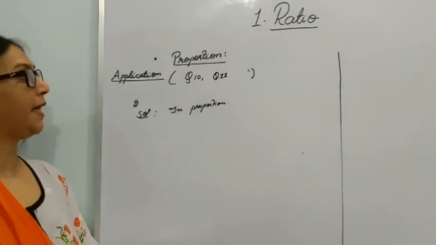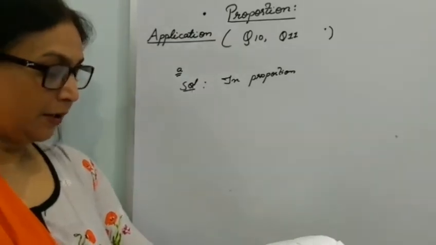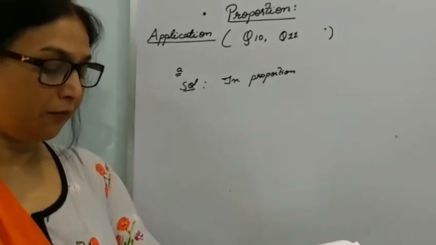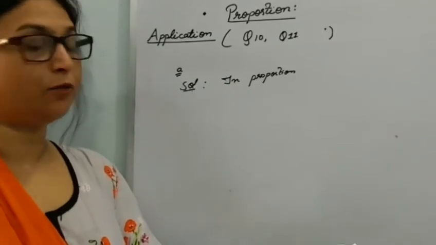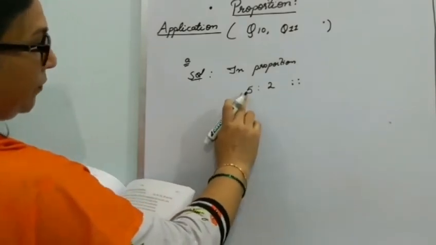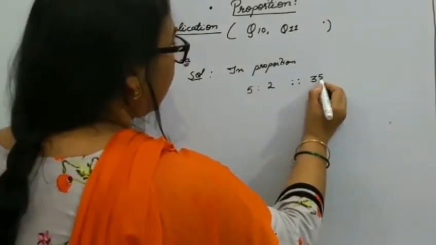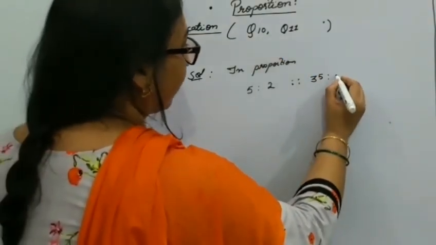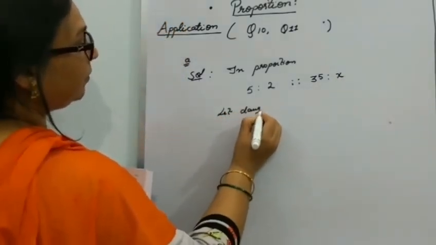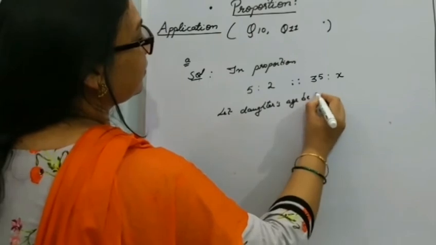Exercise 1, questions number 10 and 11 are based on proportion. Let me explain question number 11. A part: the ratio of the ages of a mother and her daughter is 5:2. If the mother is 35 years old, how old is the daughter? So how to proceed? In proportion 5:2, it means 5 corresponds to the age of the mother, so right here 35 is to the age of the daughter. Let the age of the daughter be x years.